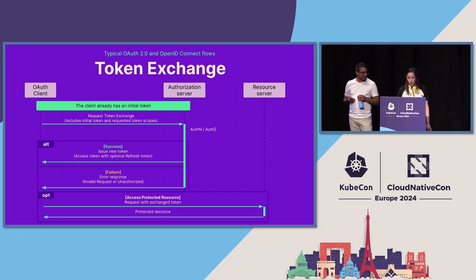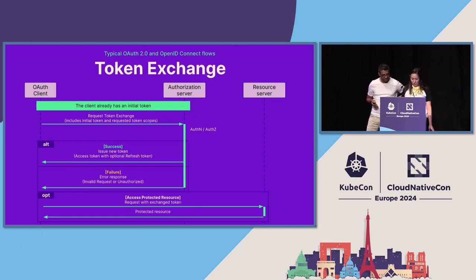If the request is valid and authorized, the authorization server will issue a new token for the client. This new token might have different scopes, different audience, and other properties based on the exchange parameters. If the request is invalid or unauthorized, the authorization server will respond with an error. And at the end, the client now can use the new exchanged token to access the protected resource from the resource server. So now, if the demo gods are willing, Ahmet will show us how to manually perform the token exchange.